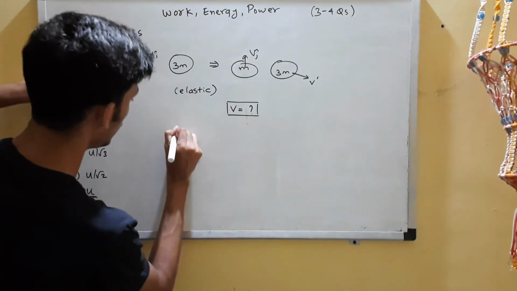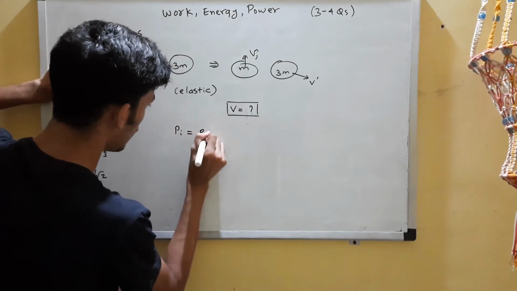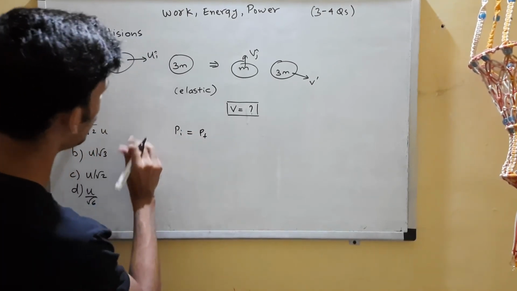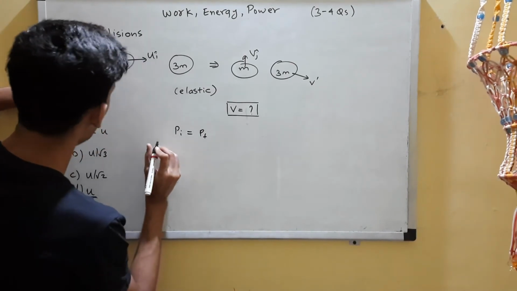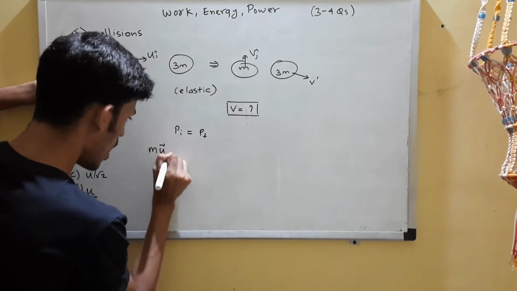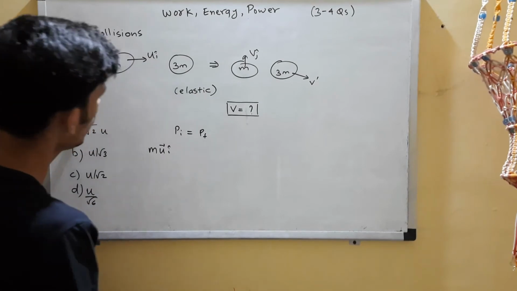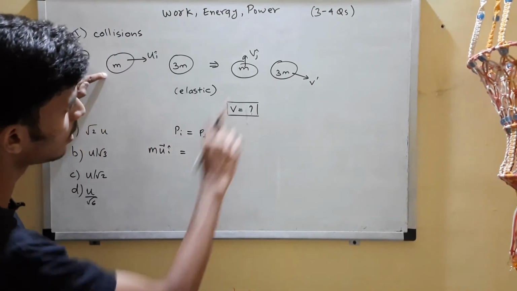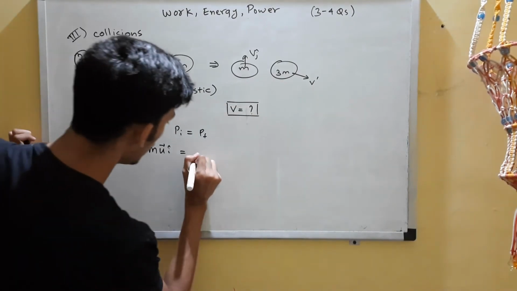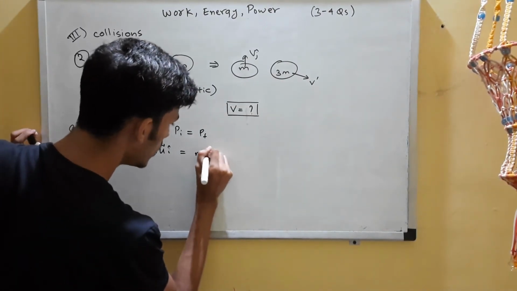So you can write initial momentum equals final momentum. Initially, 3m is at rest, so the initial momentum is m into u i cap. And here you can write the final momentum, which will be m into v j cap.